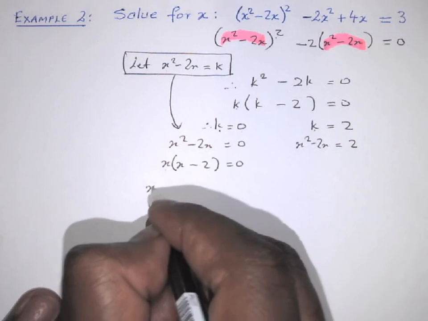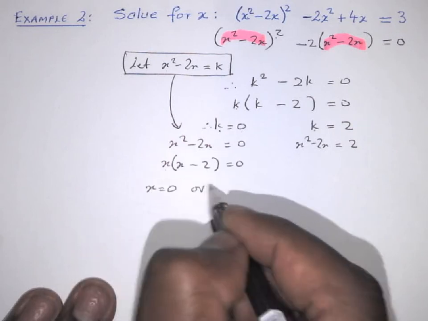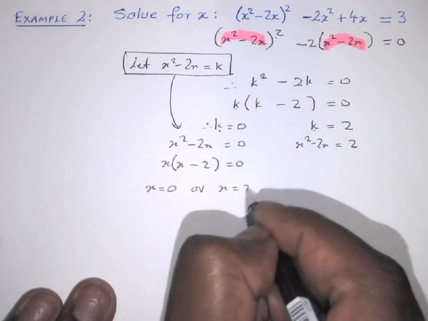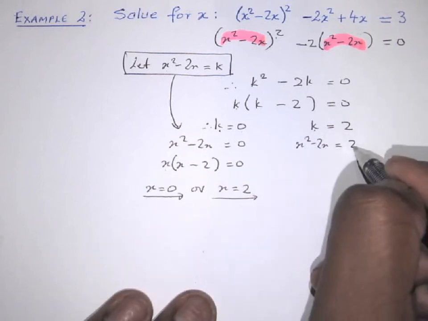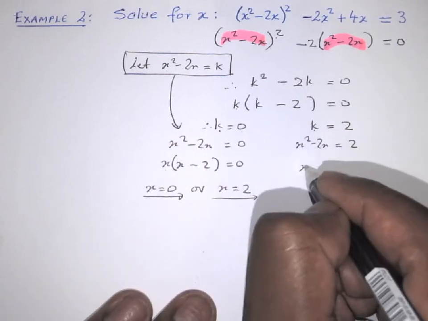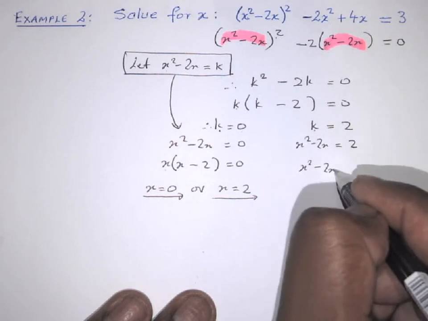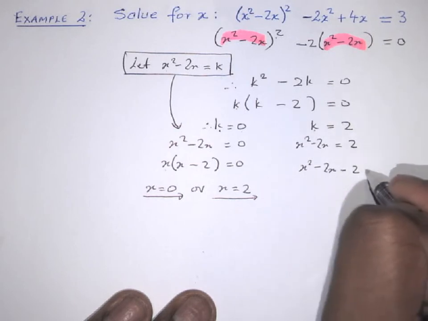So I get here x is 0, or from here, x is equal to 2. So I've got two answers over there. If I come here, I'll have to take this to the other side. Then I get x squared minus 2x, take this across, minus 2 is equal to 0.